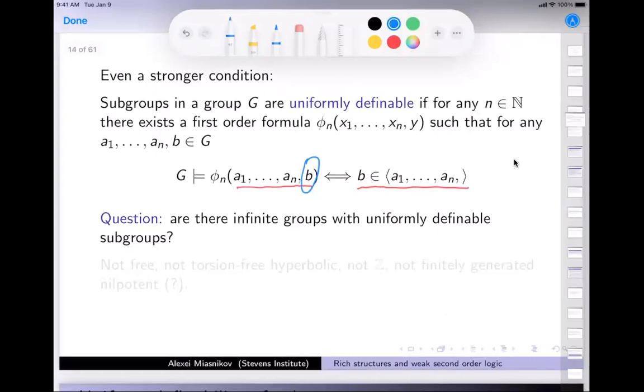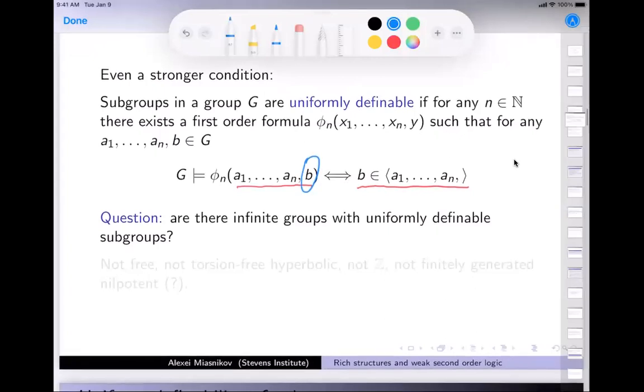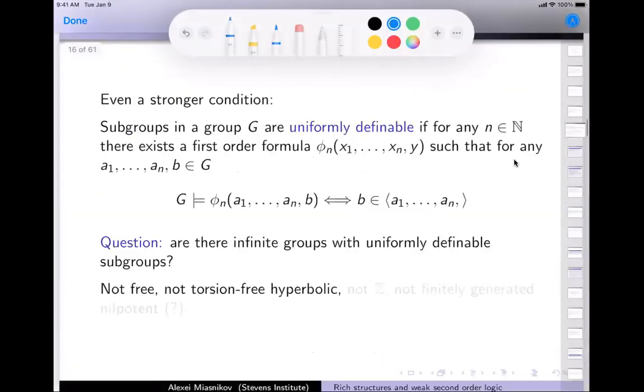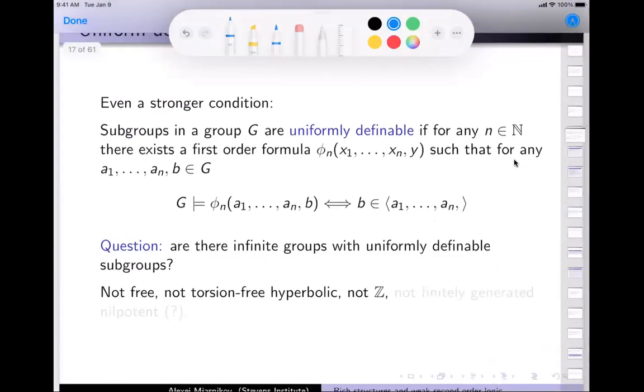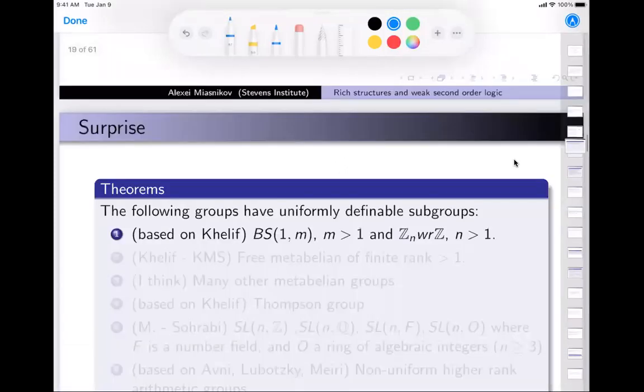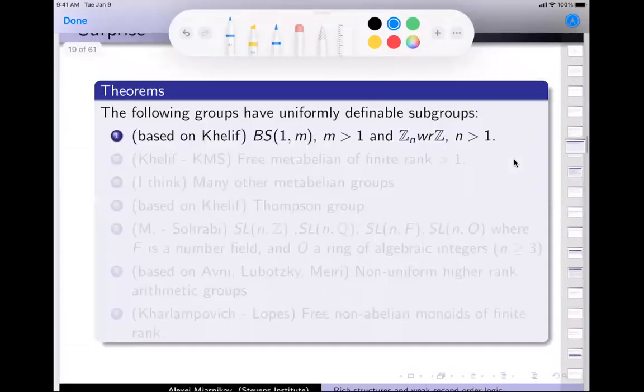Other infinite groups with uniformly definable subgroups, it's not obvious at all. If you think a little bit, it's a very strong property. Not free, not torsion-free hyperbolic, not Z. All subgroups are definable, but not uniformly. Not finitely generated nilpotent ones. Even actually in finitely generated nilpotent groups, you can define a lot of subgroups, but not all of them. So are there such groups at all? That's a question. And it turns out, yes, there are a lot of groups like that.